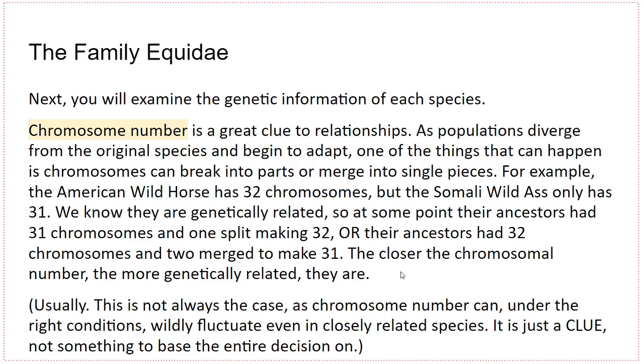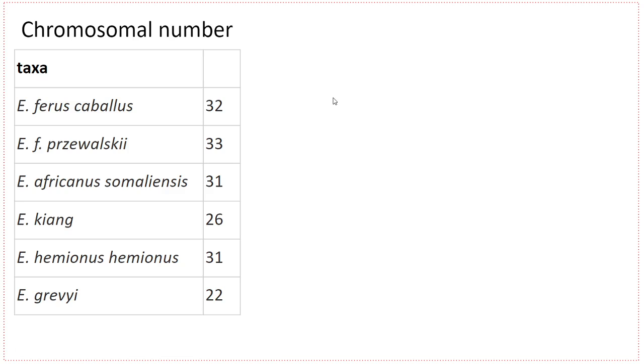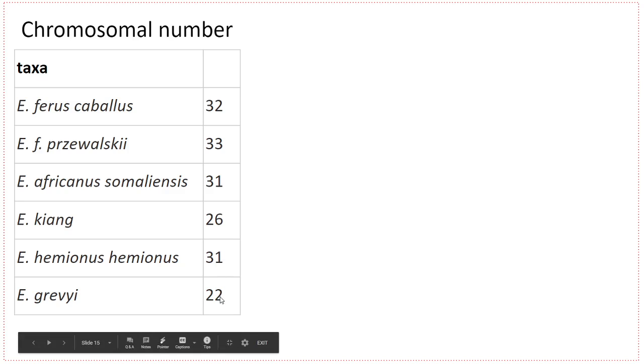Okay, but you can read this yourself. Here's the chromosomal number of all of those horse species, right? The American wild horse has 32. Przewalski's has 33. I forget which one this is. The Somalian wild ass, I think, is 31. The Kiang only has 26. The Hermione has 31, and the zebra has 22.